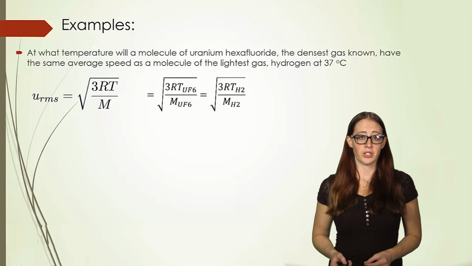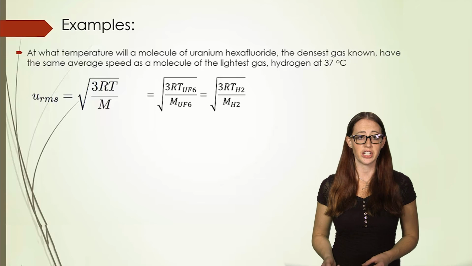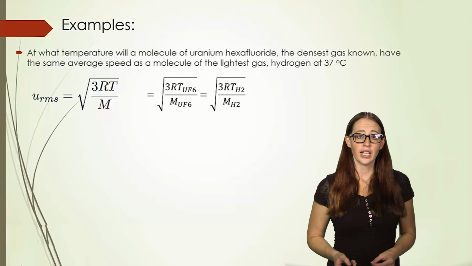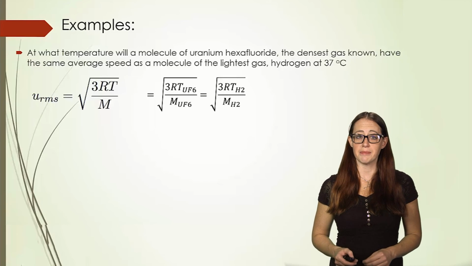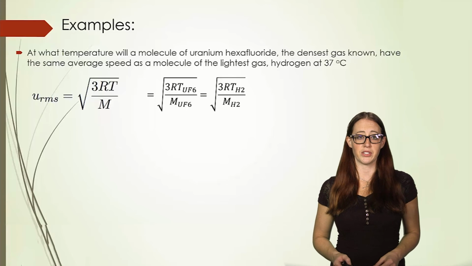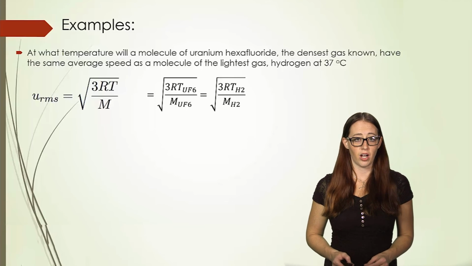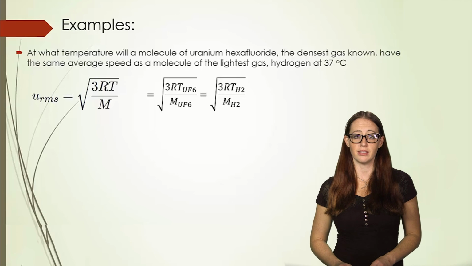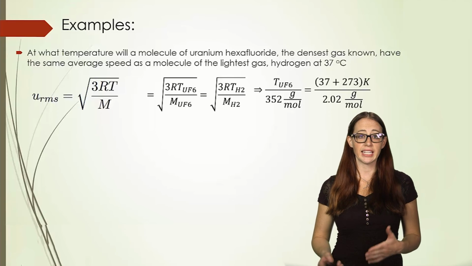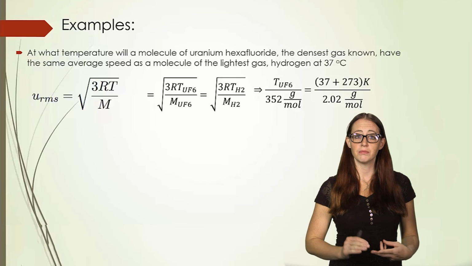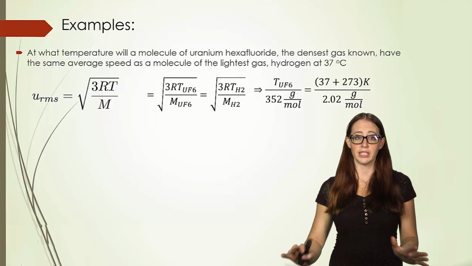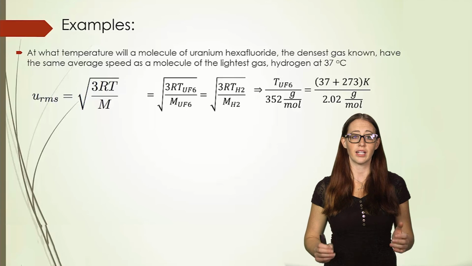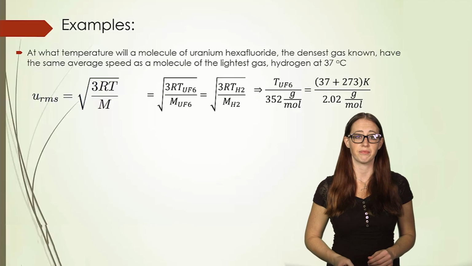We have our temperature of our UF6 and our H2. In this case, I'm asking when are they the same speed? So we will set these two equations equal to each other. All I changed from one to the next was the labels and the subscripts to keep track of everything. We can cancel out our square root, our 3, and our R without really having to do any work because those are all constants and you do the same thing to each side.